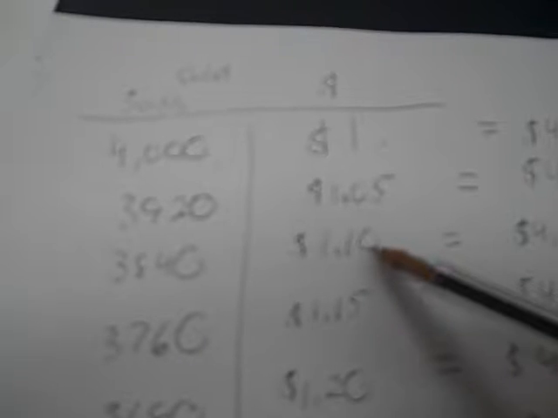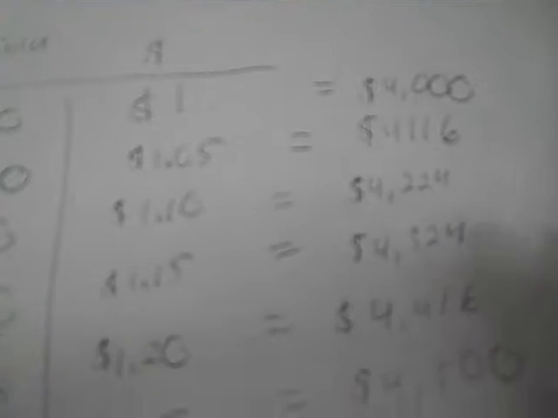Okay, now they increase it by 5 cents again, but then the number sold goes down by 80. So 3,840 times $1.10 is $4,224. Again, the revenue went up. And what I do is I just keep on repeating this until the revenue doesn't go up. So I up by 5 cents, down by 80, $4,324. So it still went up.